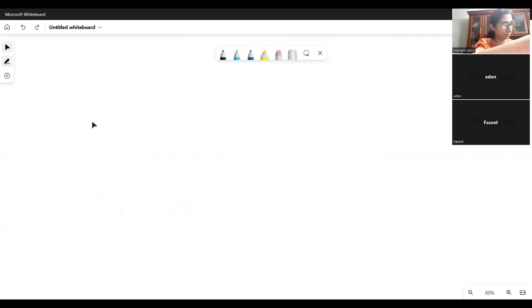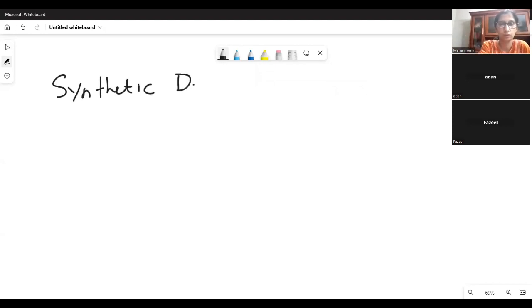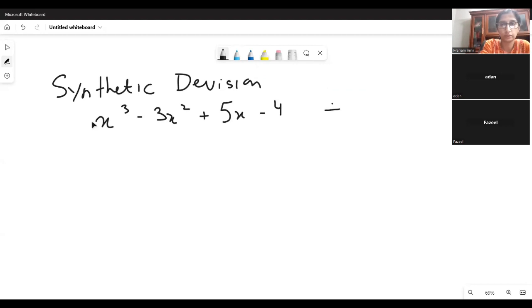So if there's no problem in the homework, let's proceed. I would like to discuss synthetic division today. Another method of dividing two polynomials is synthetic division. अच्छा, अब इसमें क्या होता है कि let me just write down the question. You have to divide x cube minus 3x square plus 5x minus 4 by x minus 5.